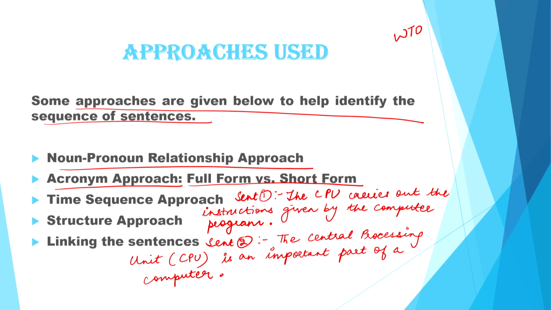Now, let us discuss. In the above example, sentence 1 contains the abbreviation CPU and sentence 2 contains the full form of CPU, that is Central Processing Unit. Therefore, sentence 2 will come before sentence 1. So, the right order or sequence would be 2, 1. So, is it clear? Have you guys written it down? Is it done? I am erasing it.